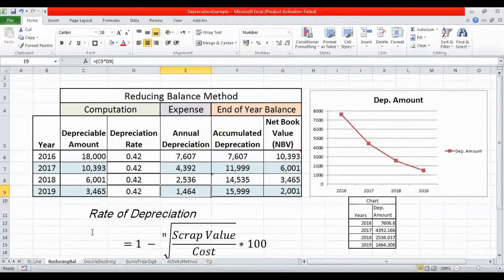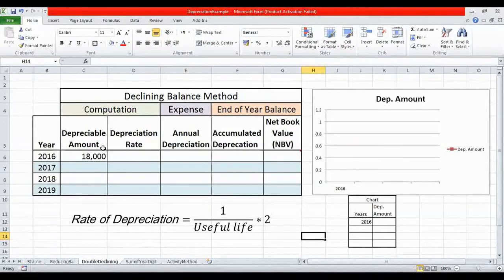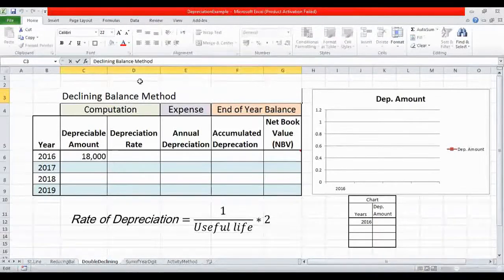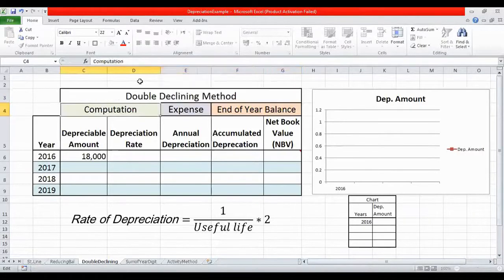Next is called the double declining method. Double declining method is a very easy method. In the double declining method, we are going to use exactly the same process. Let me shift to the double declining method. We call it the declining balance method or double declining method. In your book, it is referred to as the double declining method. We are again going to start because it is a declining method also. So it is a little bit similar to the reducing balance method.